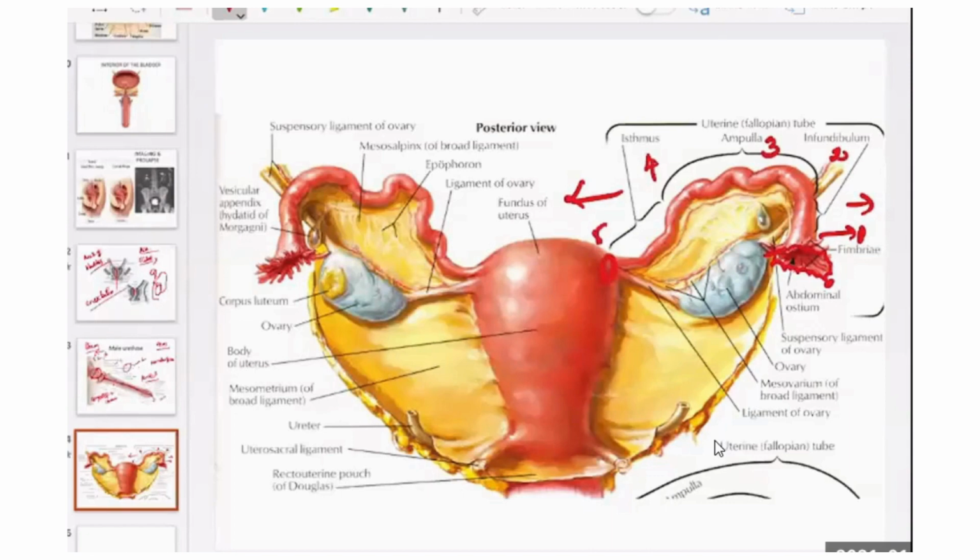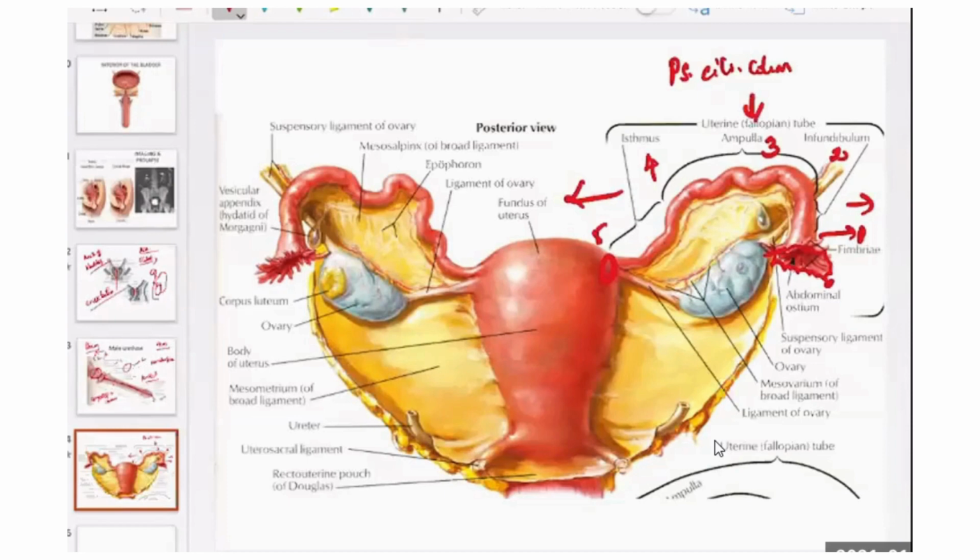The fallopian tube is lined by pseudostratified ciliated columnar epithelium. The function of the fallopian tube is to convey the ovum from the ovary to the uterus for normal menstruation. So, what is the site of fertilization? Ampulla of the fallopian tube.